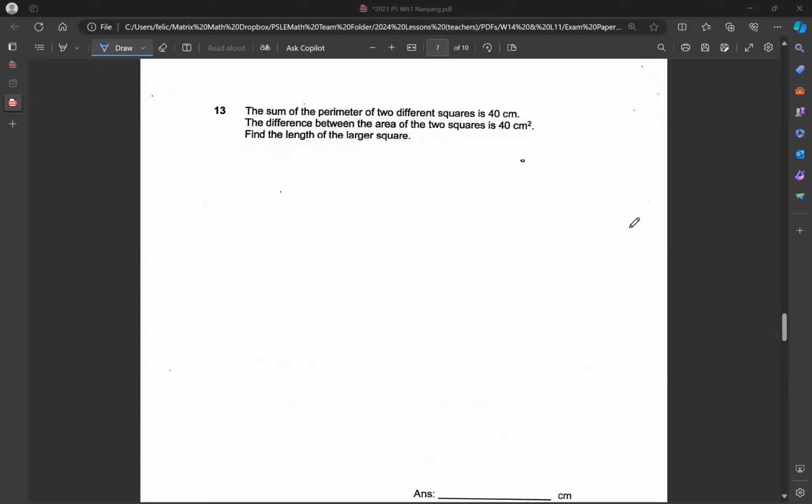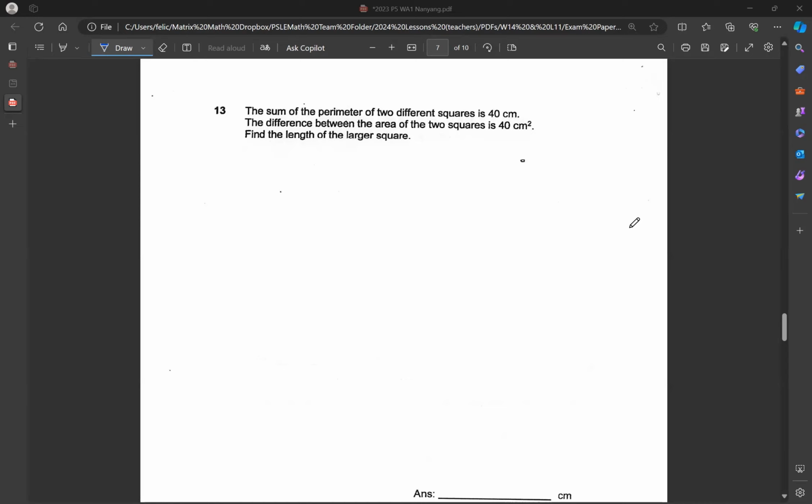Okay, the last question, question 13. The sum of the perimeters of two different squares is 40 cm, and the difference between the areas of the two squares is 40 cm too. Find the length of the larger square. Right now they have given us the sum of perimeters and the difference in areas. We have two squares of different sizes. We know nothing about the length nor the breadth.